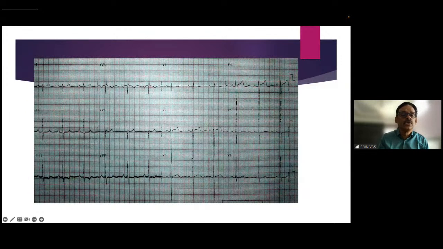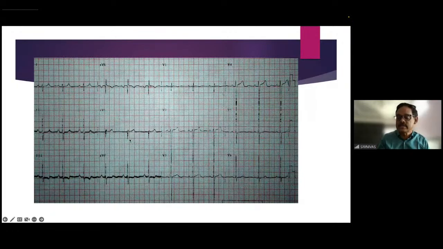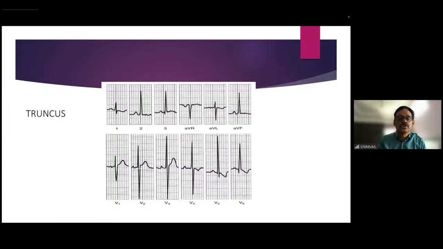So here you can see there is LV volume overload, LVH will be there, and there is RVH here, and there is a clockwise loop with inferior axis. So here you can see there is biventricular hypertrophy. There is then what you call right atrial enlargement.